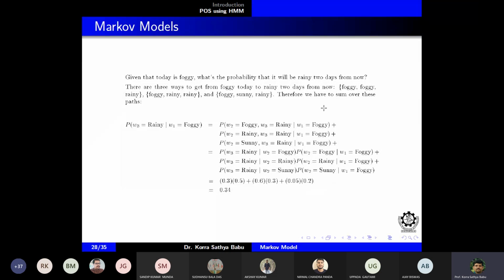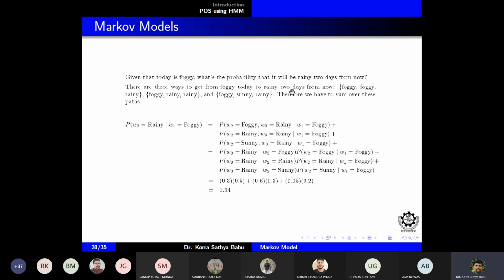there may be different combinations, right? We are given W1 equal to foggy and W3 equal to rainy. But what about W2? W2 can be anything. So in between, W2 may be a foggy day, a rainy day, or a sunny day. Given that the first day, today, is foggy and the day after tomorrow is rainy, the day in between is not given, so it may be any day.